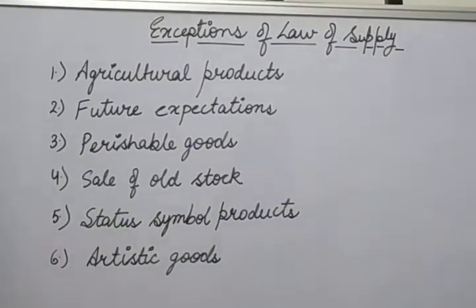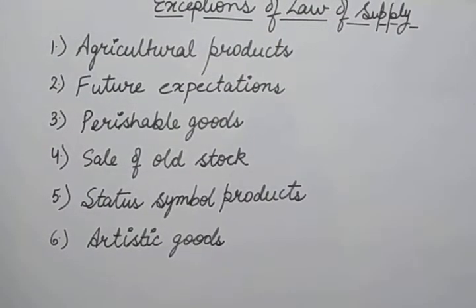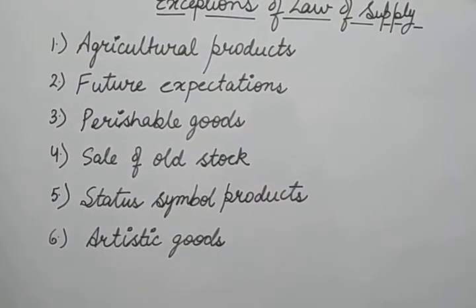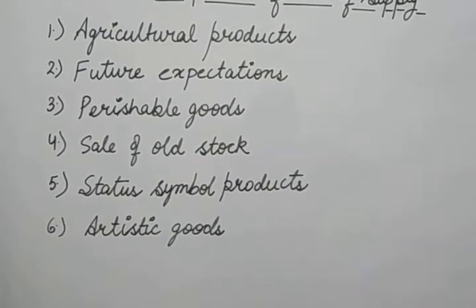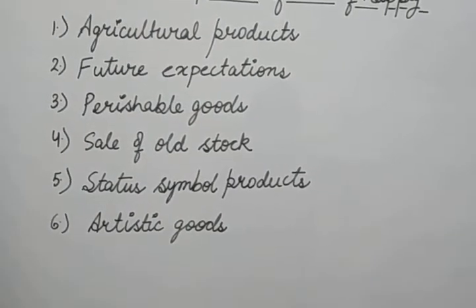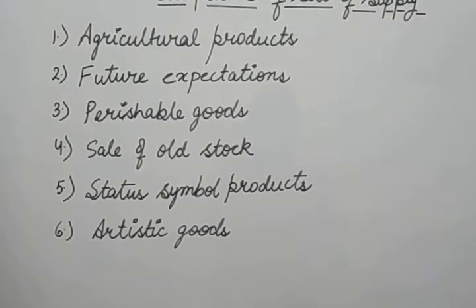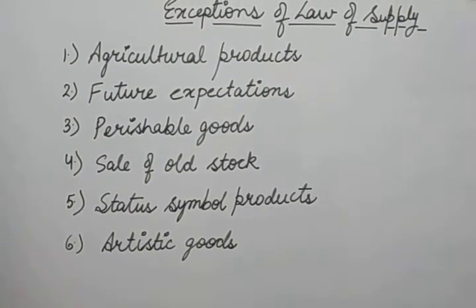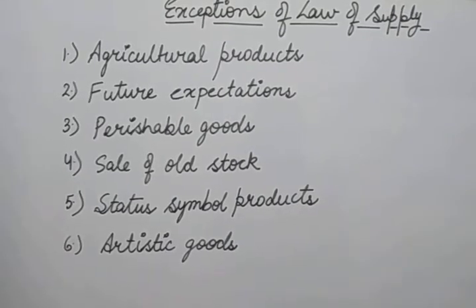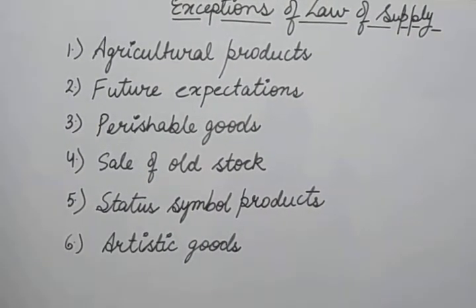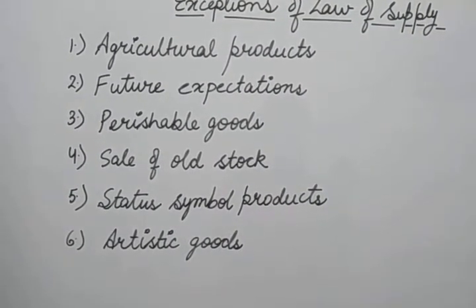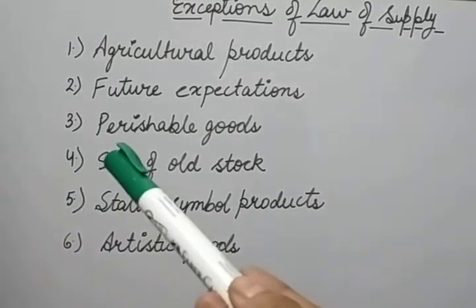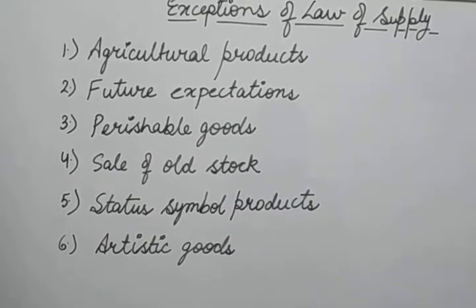The third one is perishable goods. The seller may be willing to sell more units of perishable goods although their price may be falling. What are perishable goods? Vegetables, fruits, dairy products. These products will not be useful after one or two days. So at last the producer has to sell more quantity at lower prices. That is why the law of supply does not work in the case of perishable goods also.